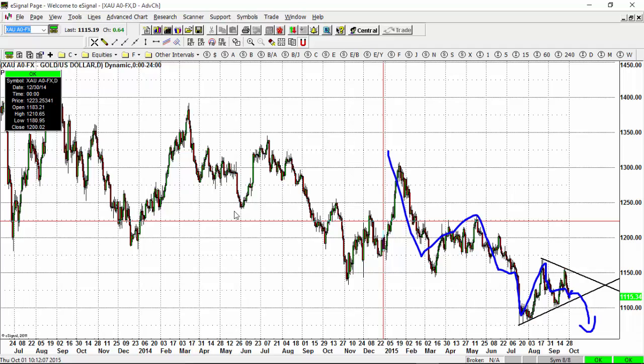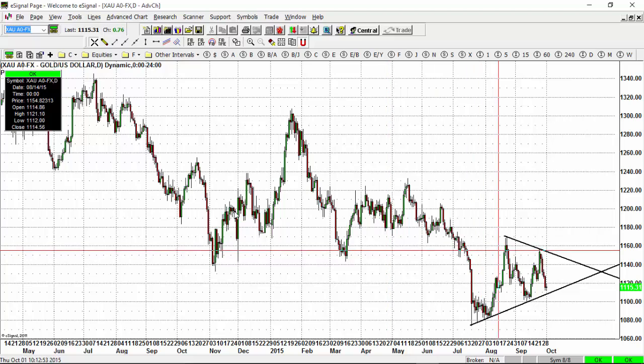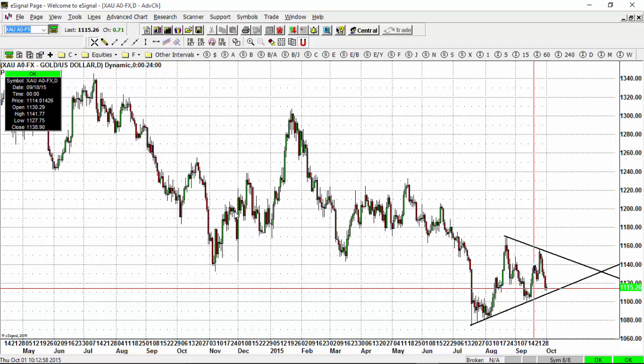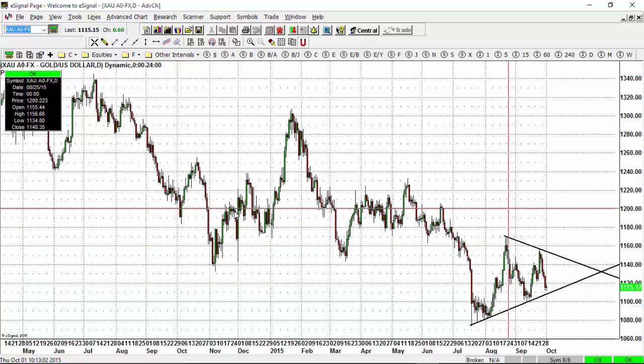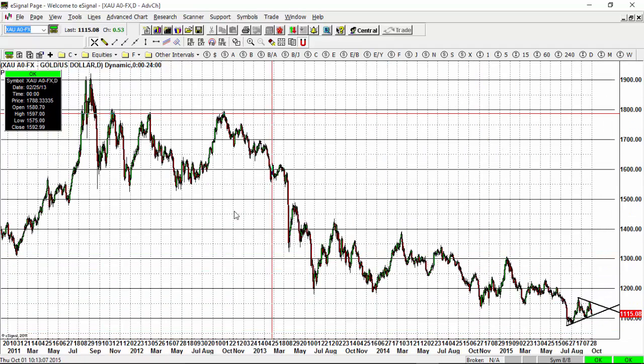But I think the takeaway from it is that most of the time it will exit the consolidation from the direction it was coming, or the prevailing trend will remain the same. Now, support in this market is currently at 1,114, and resistance is at 1,160 and also 1,180.